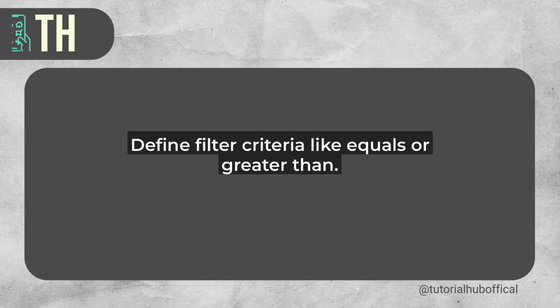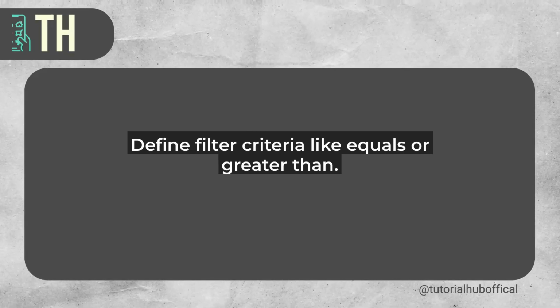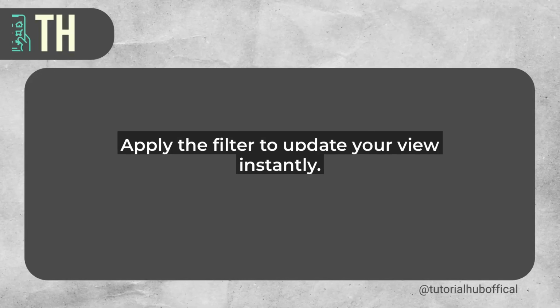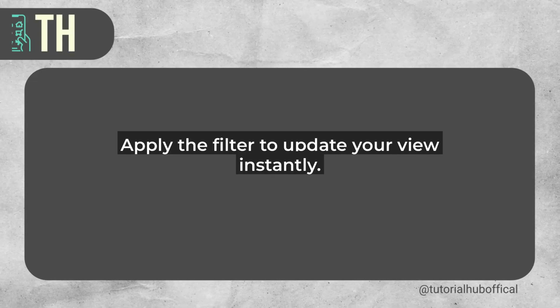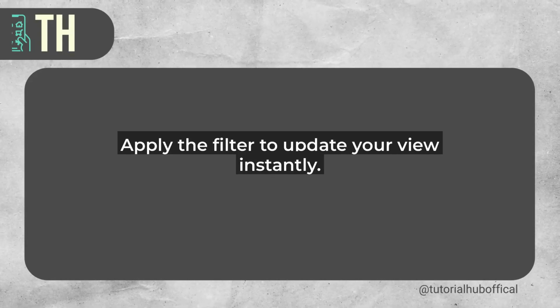Step 1. Select the column you want to filter. For example, if you have a status column, choose that. Step 2. Define your criteria. Options include equals, greater than, contains, or even date ranges. Smartsheet's 2025 updates let you use dynamic filters based on formulas for more precision.